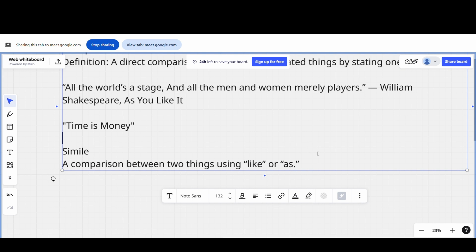Do you get it? Just give me one example of simile in the chat.